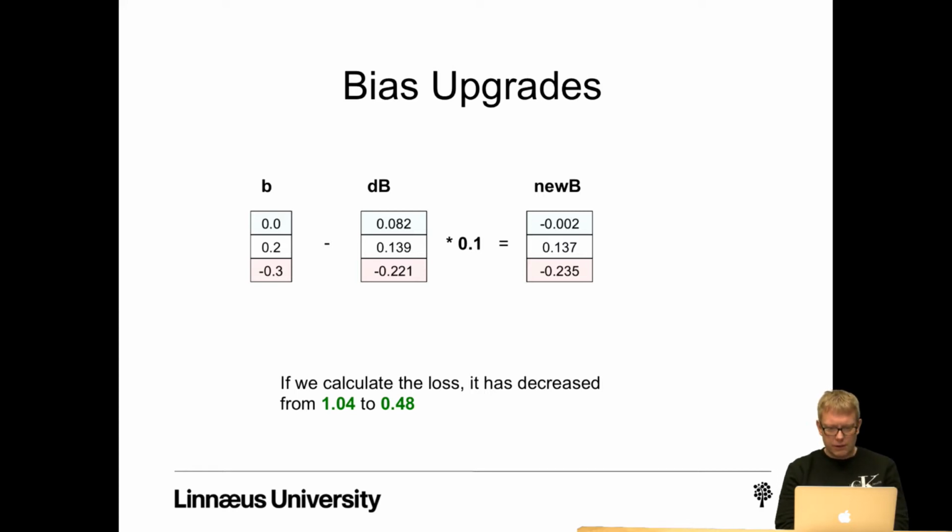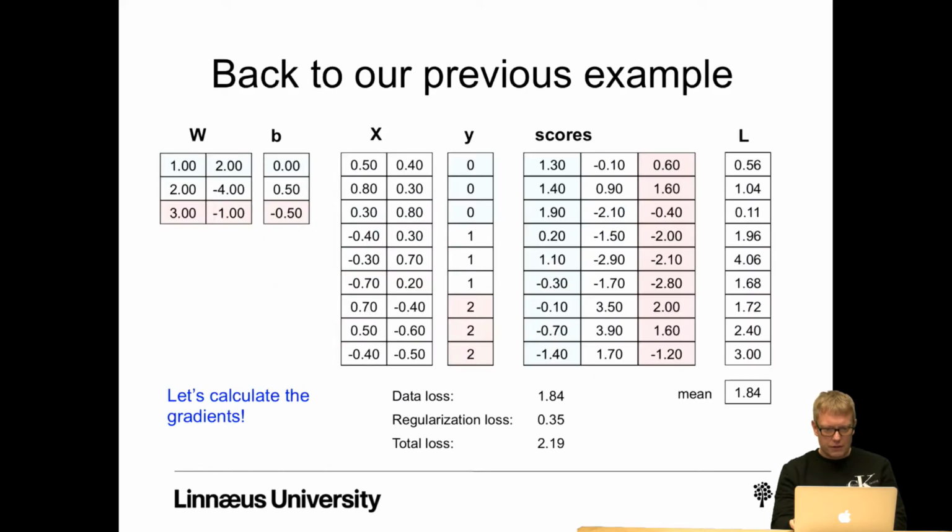And if we calculate the loss for the new set of weights and biases, we can see that it has decreased from 1.044 to 0.48. And the goal is, of course, to have as low loss as possible, so that's good. So the previous example we had, it looks like this. So now let's calculate the gradients.